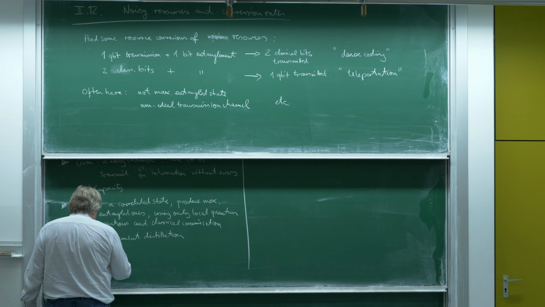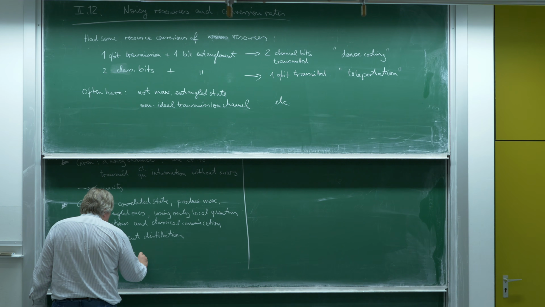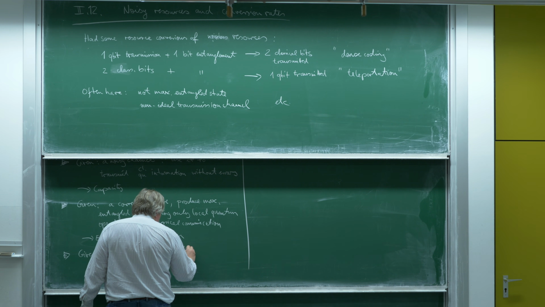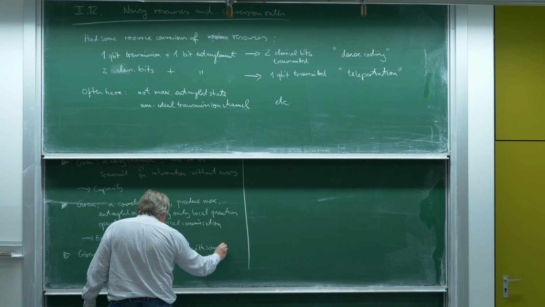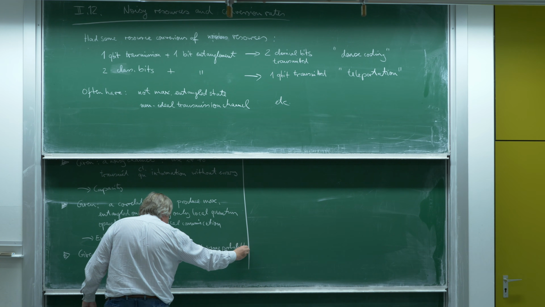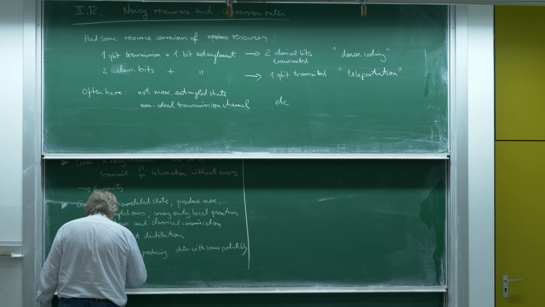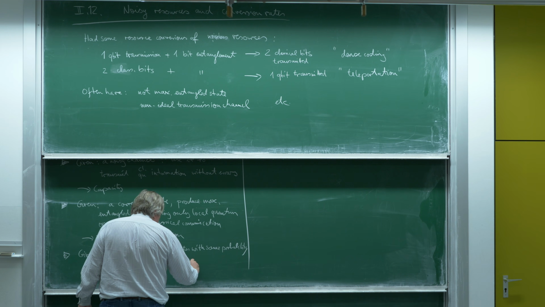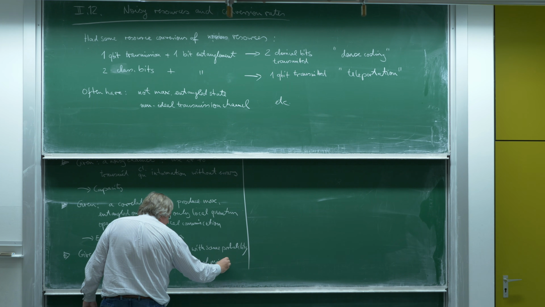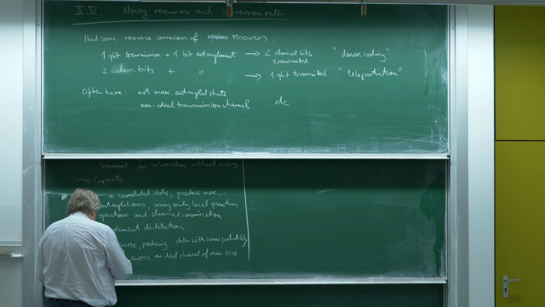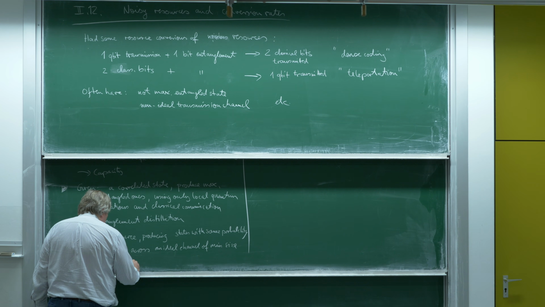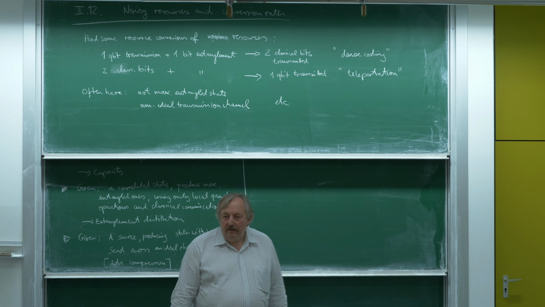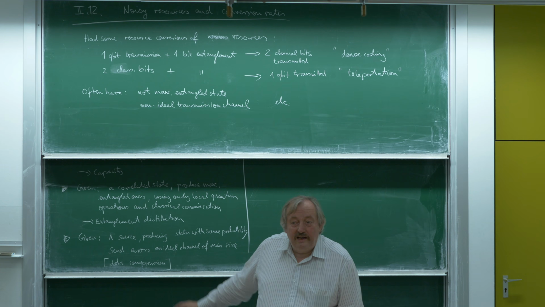given a source producing states with some probability. Send across an ideal channel of minimal size. So this is called data compression. And you're very familiar with that from packing files on your computer, right? So that would be the classical version.